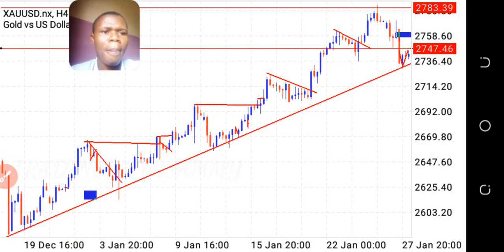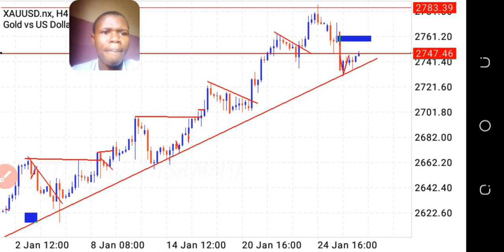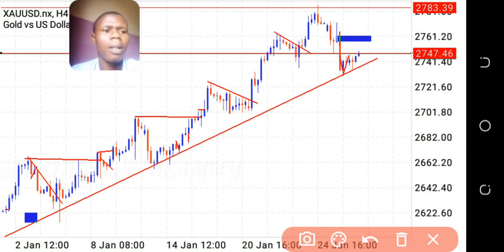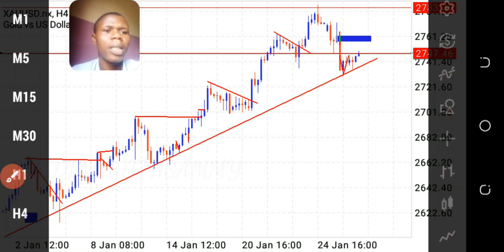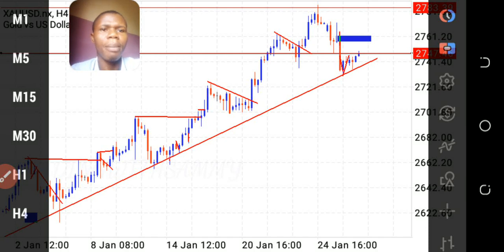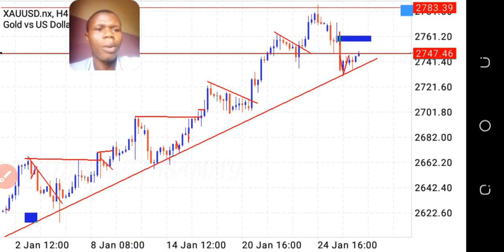There's something here that I saw that I wanted you guys to see with me. Now look at this here. This was the trend line break, and the price pulled up without a retracement. We're going to be checking it in the lower time frame and see what happened. Let me just outline this so that we get the picture clear.